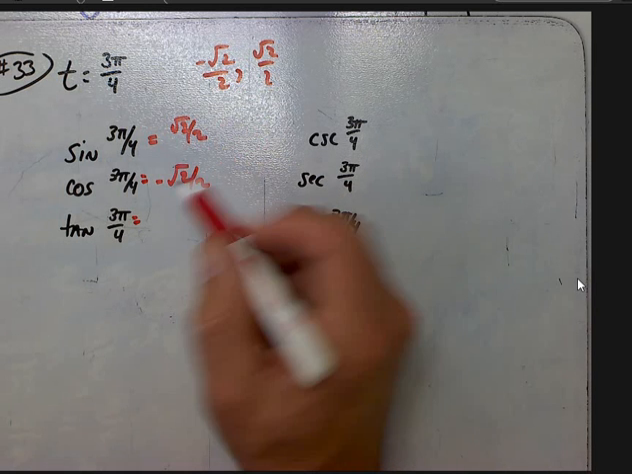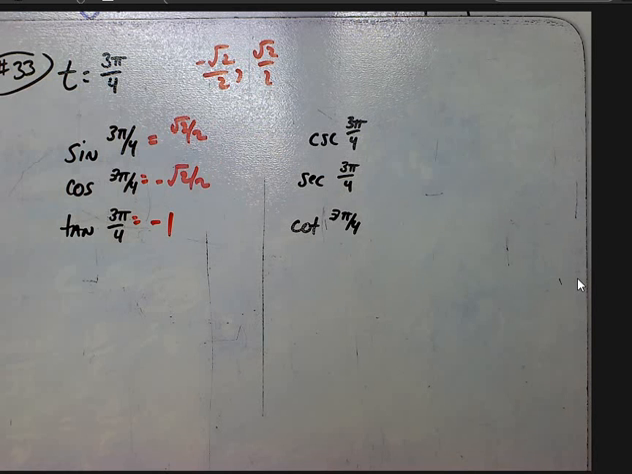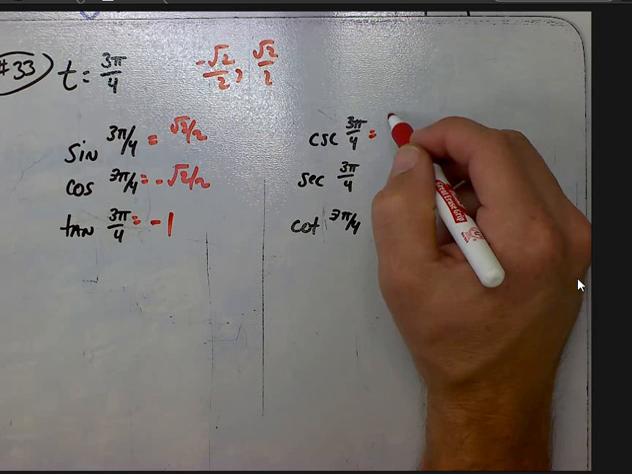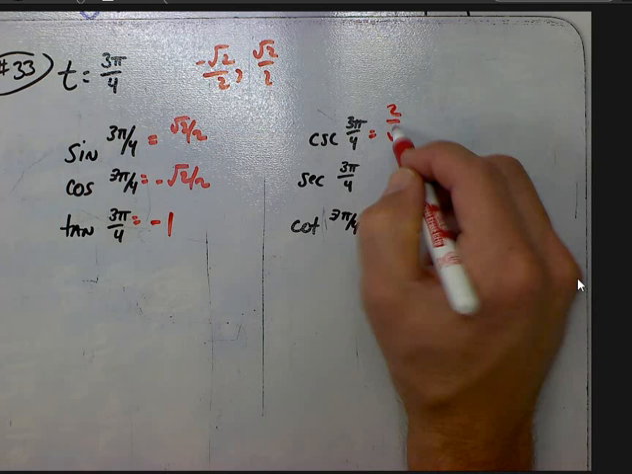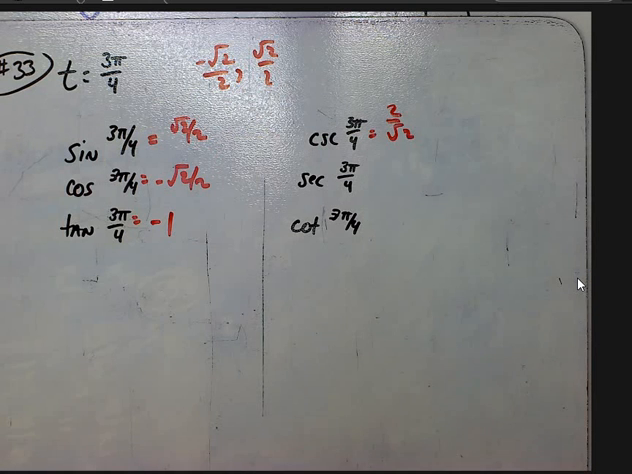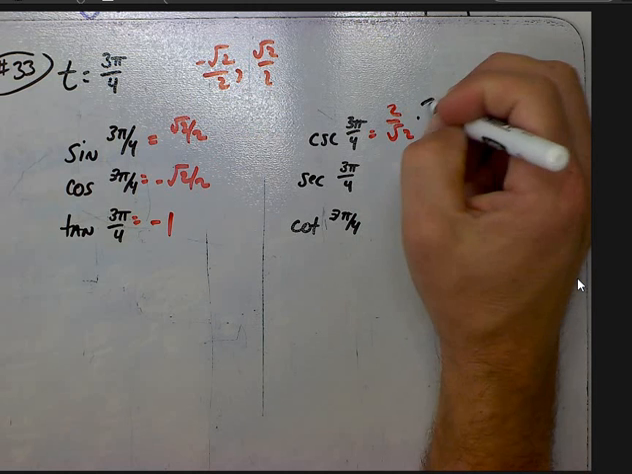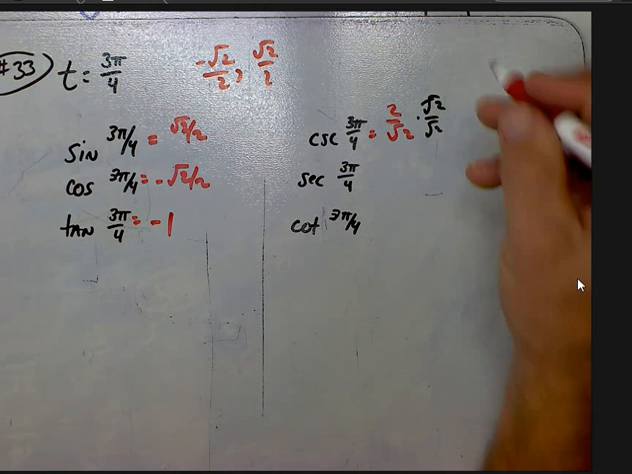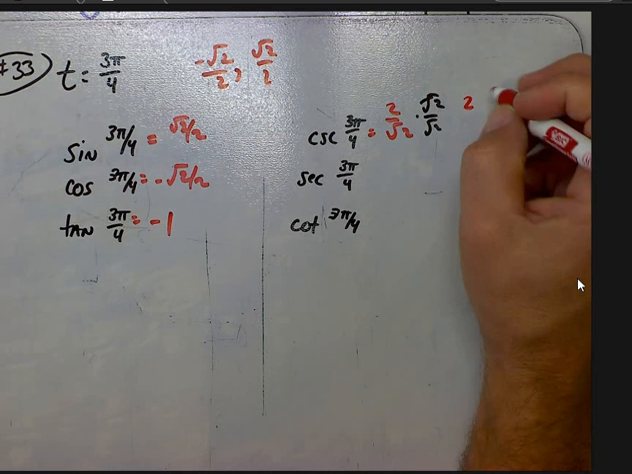Cosecant is equal to 1 over y. So I'll invert the fraction, make it 2 over square root of 2. Multiply top and bottom by square root of 2. And that gives me 2 square root 2 over 2. The 2's cancel, leaving just square root 2.